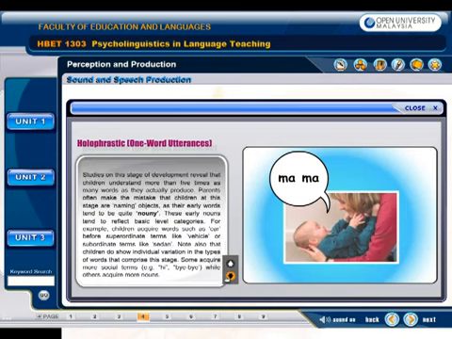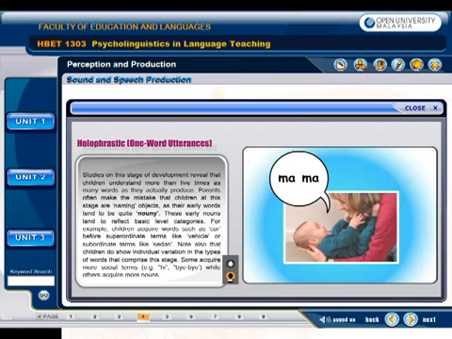Studies on this stage of development reveal that children understand more than 5 times as many words as they actually produce. Parents often make the mistake that children at this stage are naming objects, as the early words tend to be quite nouny. These early nouns tend to reflect basic level categories. For example, children acquire words such as car before superordinate terms like vehicle or subordinate terms like sedan.